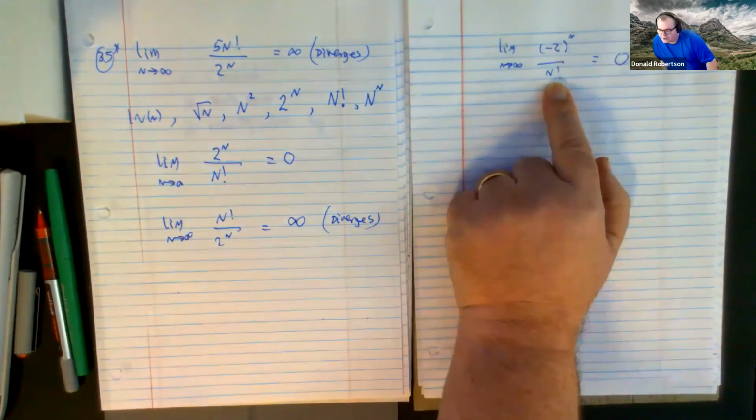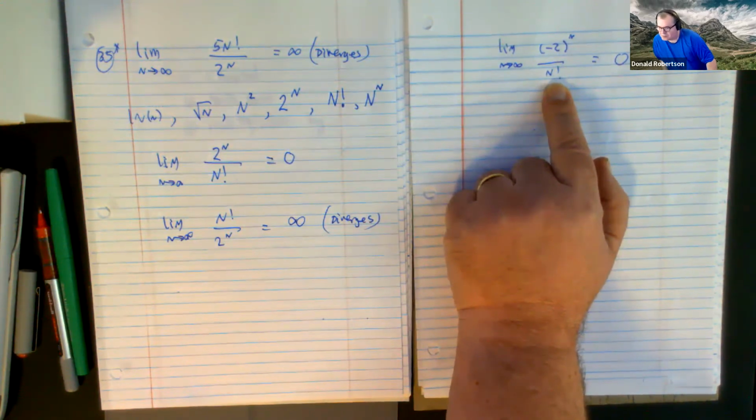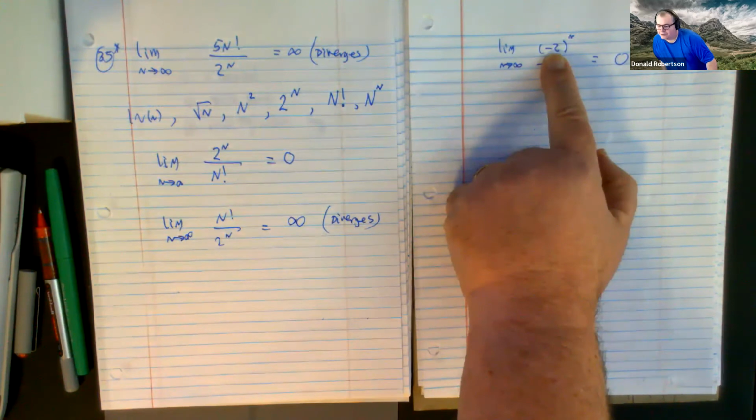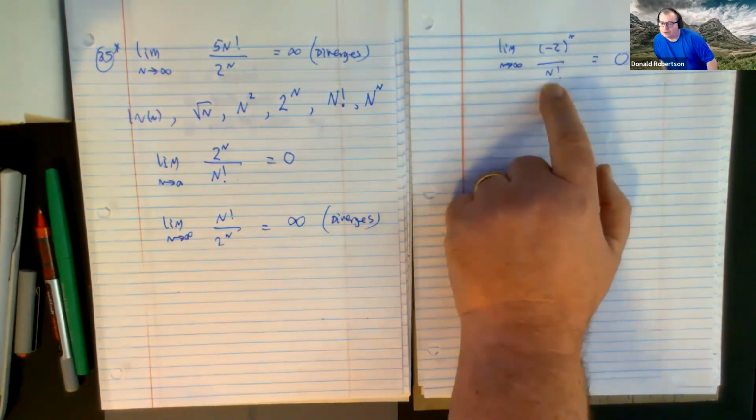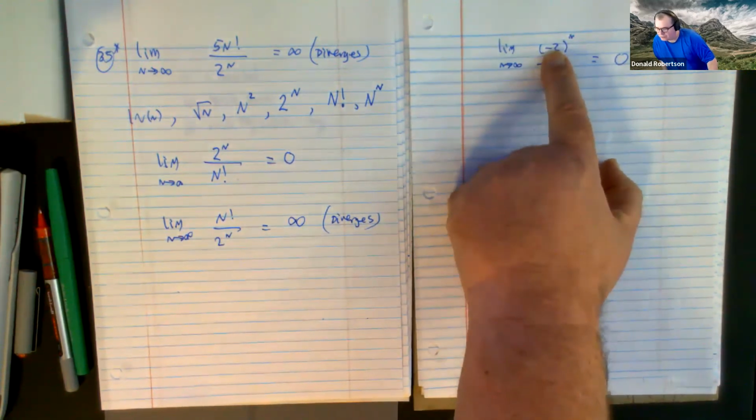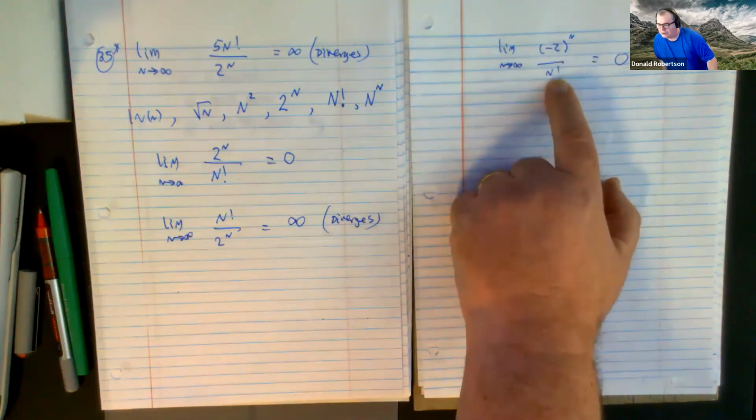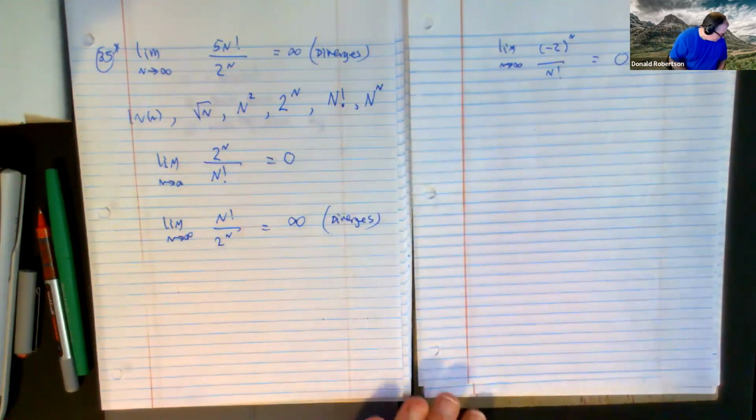Would you agree that n factorial wins? It's massively bigger than the other guy. Massively big on the bottom means the answer is 0. If it's massively big on the top, the answer is infinite. You do not get any numbers, right? There's nothing in the middle. It's either 0 or infinite in this case.